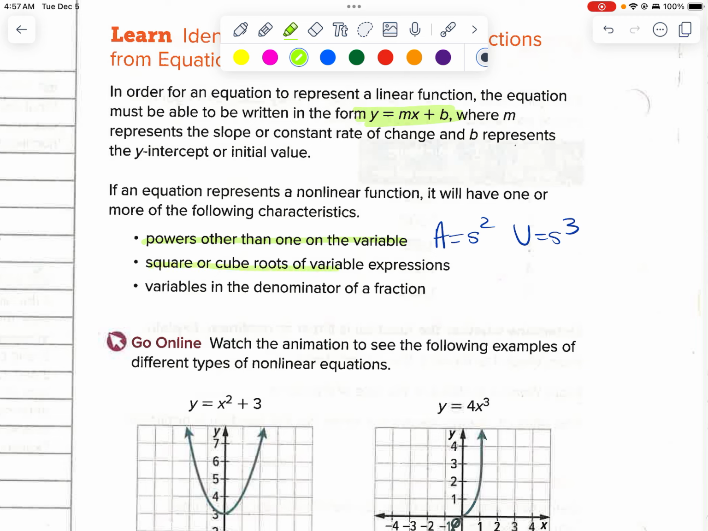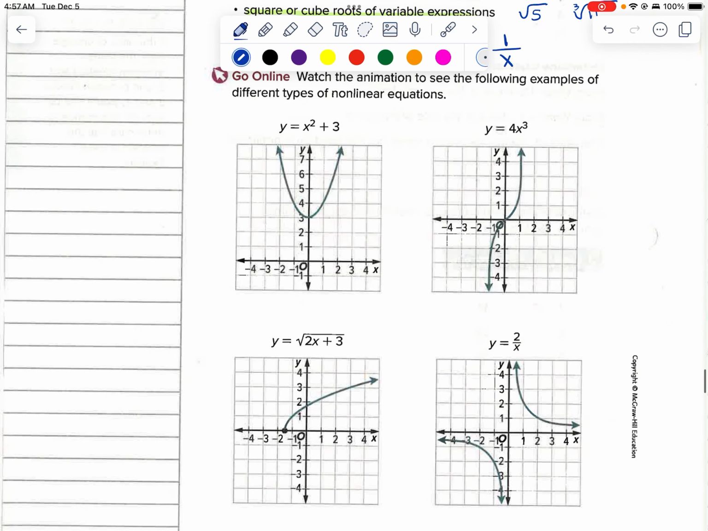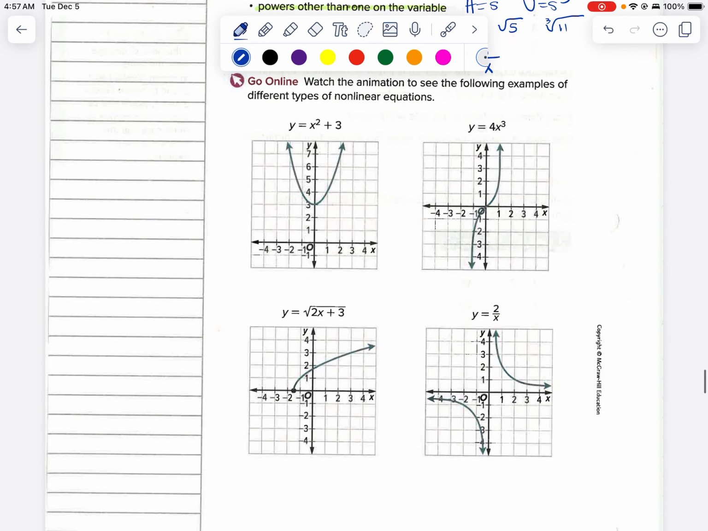Okay. Oh, well, that could have been those right there. The square, cube. Oh, no, these are roots. Sorry. So if it has a square root, or if it has a cubed root, the variable is in the denominator. So 1 over x. Okay? So these are all examples of nonlinear equations.